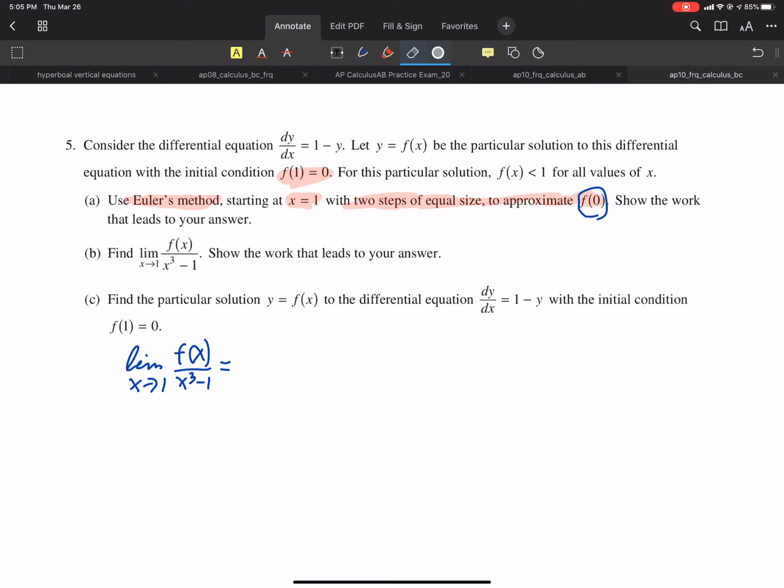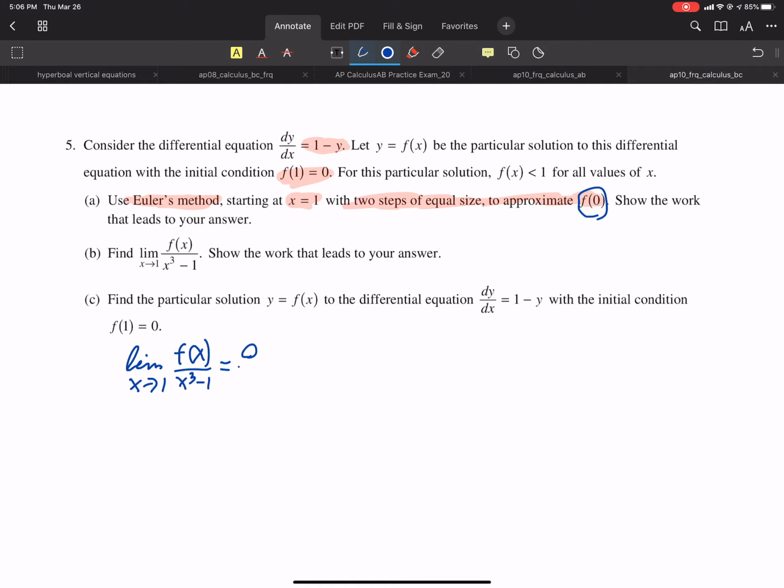I want to point out the derivative is 1 minus y. So that derivative exists everywhere. So therefore, this function is continuous. y, f of x, is continuous. If it's continuous, to take the limit, all you do is find the value at that point. So therefore, some might say, plug in 1 here, because it's continuous. So if it's continuous, the value of the point is equal to the limit.